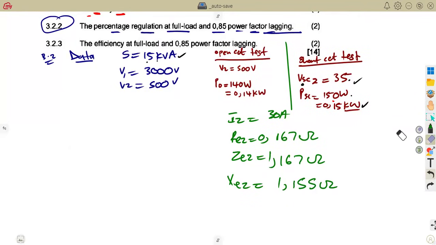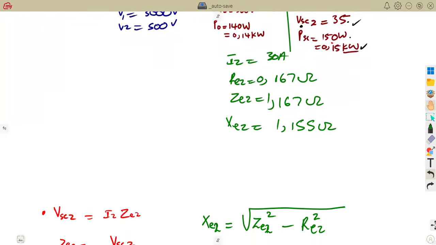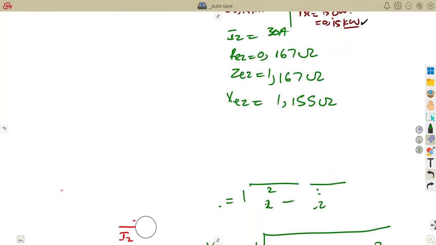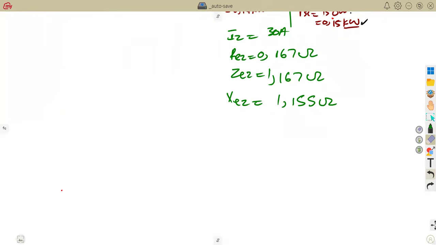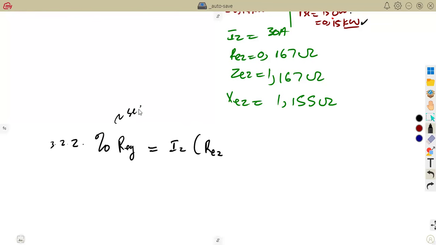So let's calculate our percentage regulation 3.22. All right, they say the percentage, so it's a percentage that they want. So for a percentage, whatever formula you have, you multiply by 100%. If it is per unit, do not multiply by 100%. Like I said, we are going to use the secondary side, as referred to the secondary side. This is the information that we have.